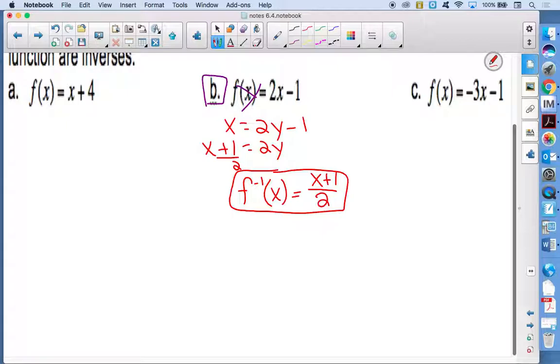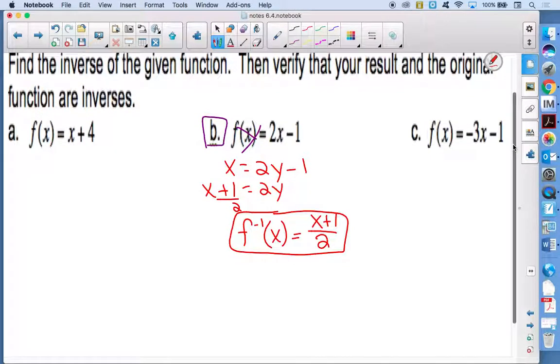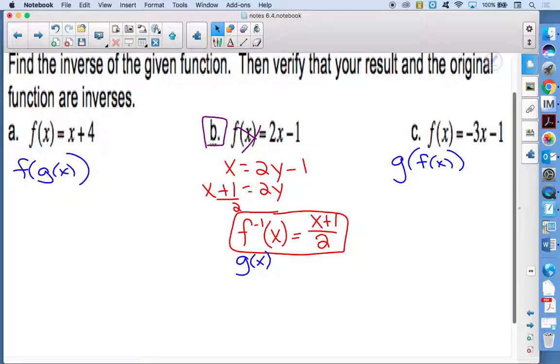After you find it, it says verify your result and the original equation. So we want to now verify, prove, confirm that we didn't make any mistakes when we found this inverse, and that it should match up with the original equation. When we combine both of those together, they should equal x. So we're going to do that f of g of x and g of f of x. Remember, this is the g function. That's the middle function. So the inverse is also kind of that second function that we're going to use.